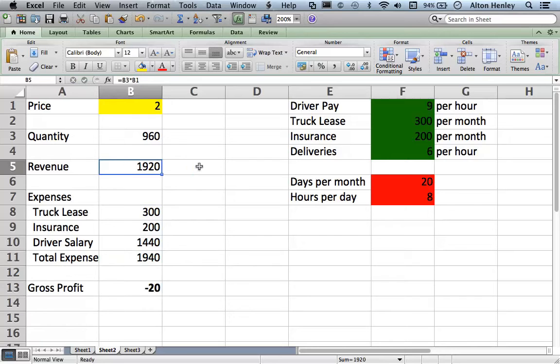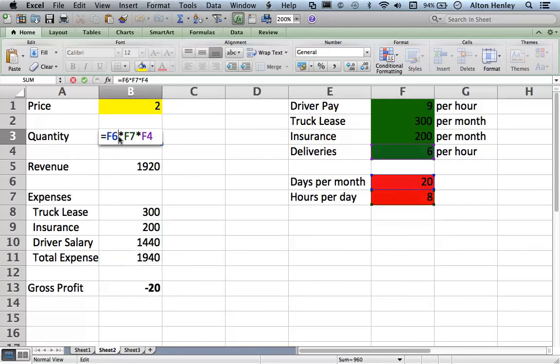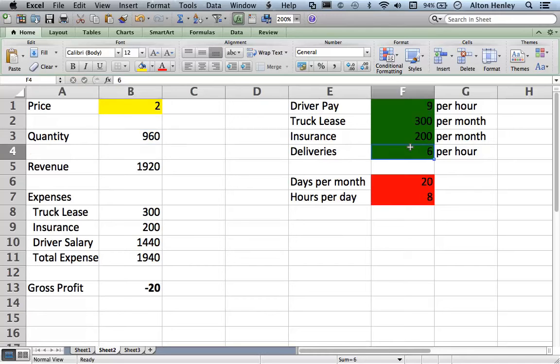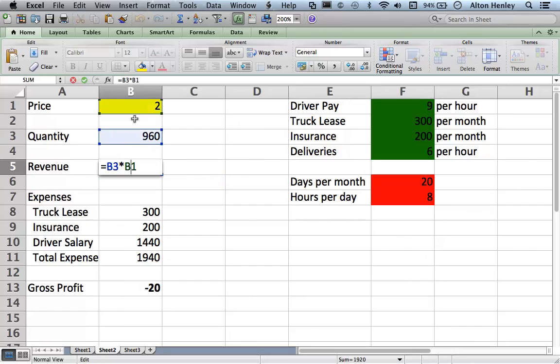Now, revenue is, generally speaking, price times quantity. And my quantity I should be able to figure out from the stuff I have at hand. 6 deliveries per hour, 8 hours a day, 20 days per month means that my quantity is going to be 960. Again, it leaves Sammy the ability to play with the numbers and see what happens when he adjusts things slightly. Let's say if he wants to go to a 30-day month or what have you. At any rate, the other thing that revenue was dependent upon was price, but price is an input.